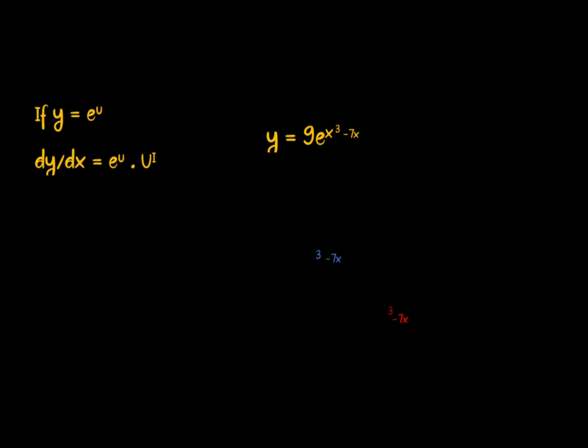So we recognize our u in this case to be x cubed minus 7x. Then how do we differentiate x cubed minus 7x? Of course, it has to be 3 multiplied by x raised to the power of 3 minus 1, minus 7 times x raised to the power of 1 minus 1. And then eventually we have the differential value of u to be 3x squared minus 7.